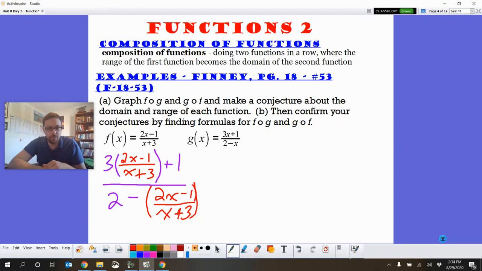And I'm just double checking, make sure I wrote everything correctly. 2 minus x, 2x minus 1, x plus 3. Okay, great. So we're all set. Now what we want to do is we want to try to simplify this whole thing.